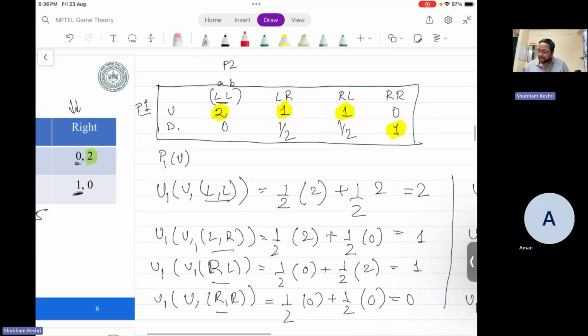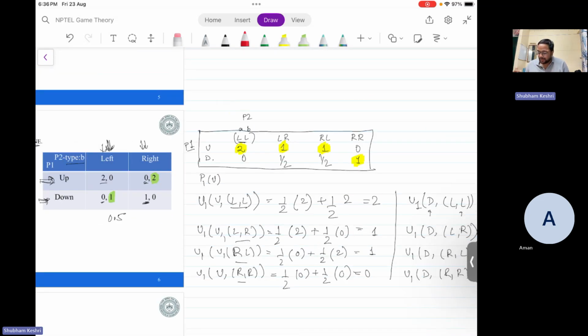So what will we do? We'll find out the intersection of these, sorry, not utilities, best responses. A up for three cases: LL, LR, and RL. All right.